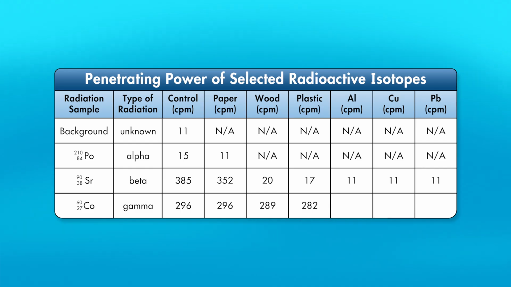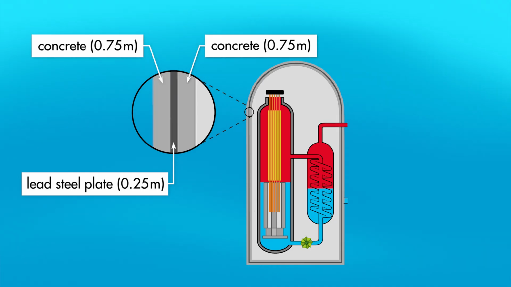The number of counts with the aluminium shield was 114. With the copper shield, the count was 108. We see that the lead shield reduces the number of counts to 77. Our lead shield slows down the radiation count to 77, but even this thickness of lead is insufficient to completely stop gamma photons. To completely stop gamma radiation, a thicker shield is needed. That is why the walls of the containment building of a nuclear power plant are nearly 2 meters thick, made of lead and steel-reinforced concrete.